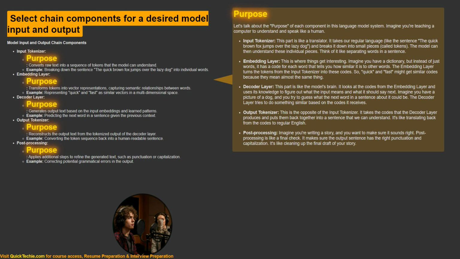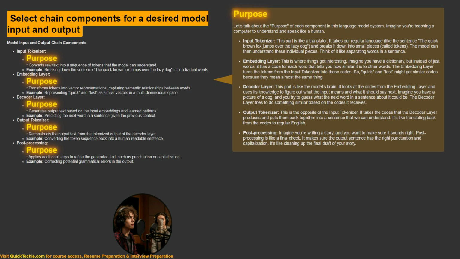Decoder layer. This part is like the model's brain. It looks at the codes from the embedding layer and uses its knowledge to figure out what the input means and what it should say next. Imagine you have a picture of a dog, and you try to guess what the next word in a sentence about it could be. The decoder layer tries to do something similar based on the codes it receives.